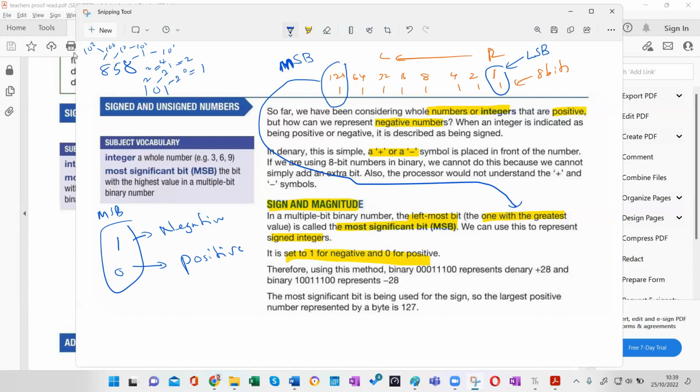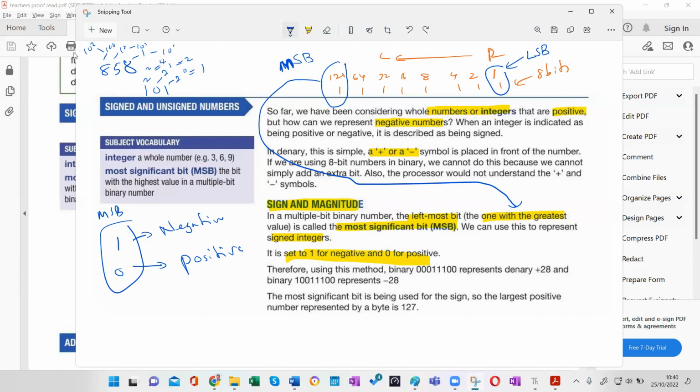1, 2, 4, 8, 16, 32, 64, 128. Why do we stop at 128? Because we are dealing with 8-bit numbers. Now, in sign and magnitude, what they're going to do is reserve the most significant bit to represent whether this number is positive or negative. If the most significant bit is 1, we are representing a negative number. If the most significant bit is 0, we are representing a positive number.